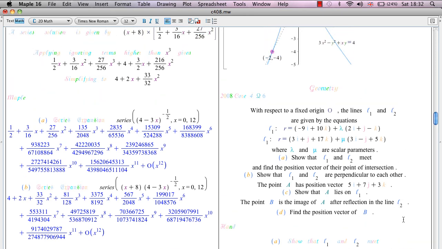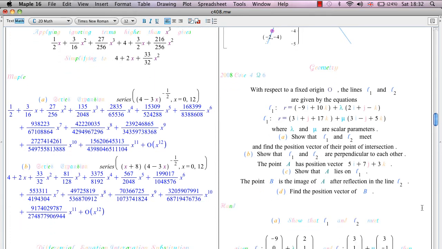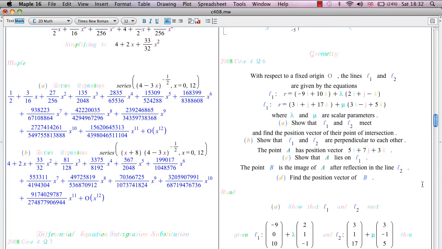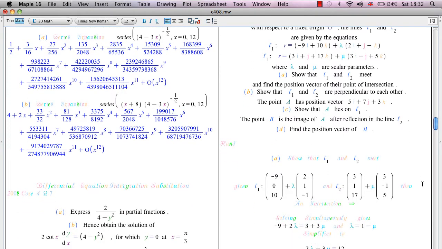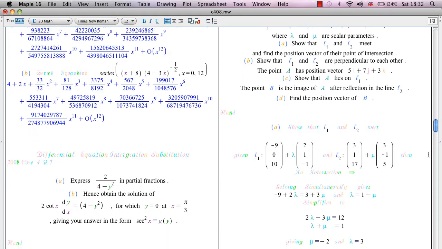Hi YouTube, continuing Core 4 2008, question 6. Given two lines, to show that they meet, to find the position vector in A, to show that they're perpendicular in B, and given the point A, to show that A lies on the first line in C, and the point B is the image of A after reflection in L2, to find the position vector of B in D.